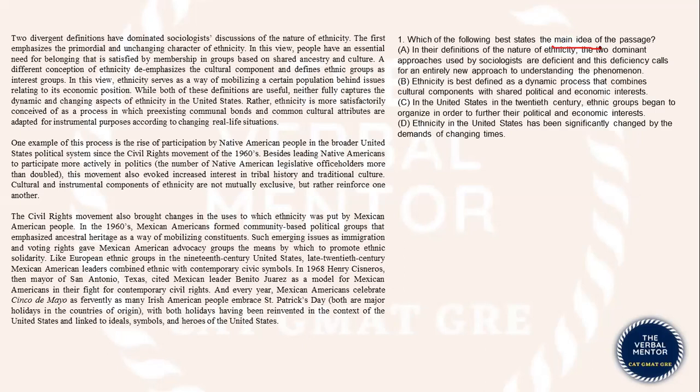Number one, main idea of the passage. Option A says, in their definitions of the nature of ethnicity, the two dominant approaches used by sociologists are deficient. That is correct. This part is correct. The two definitions are deficient, and this deficiency calls for an entirely new approach. This is the problem here. The author never calls for an entirely new approach. He only talks about combining the two definitions. He says that these two definitions reinforce each other. They are not mutually exclusive. Rather, they reinforce one another. So it does not call for a third approach per se. It's an alien idea or factually incorrect idea.